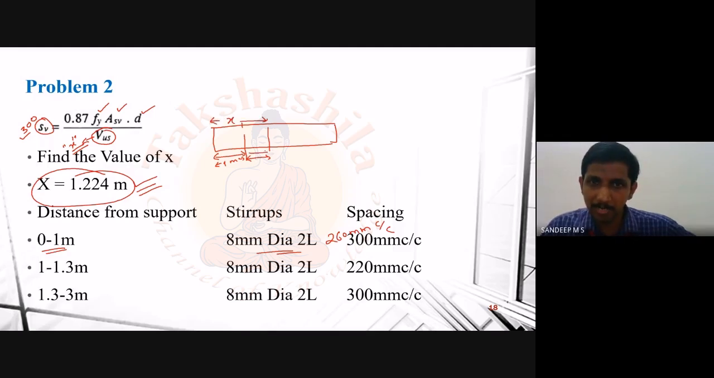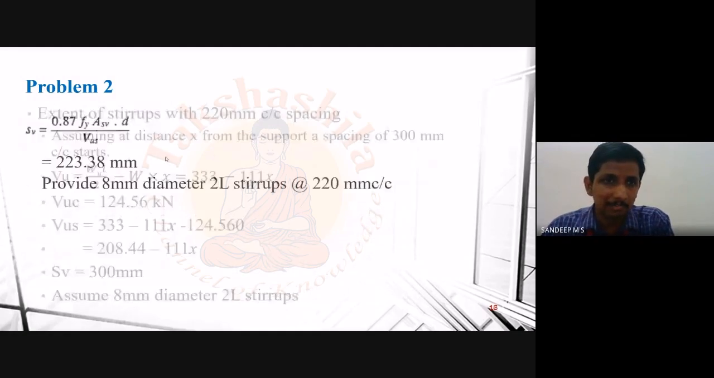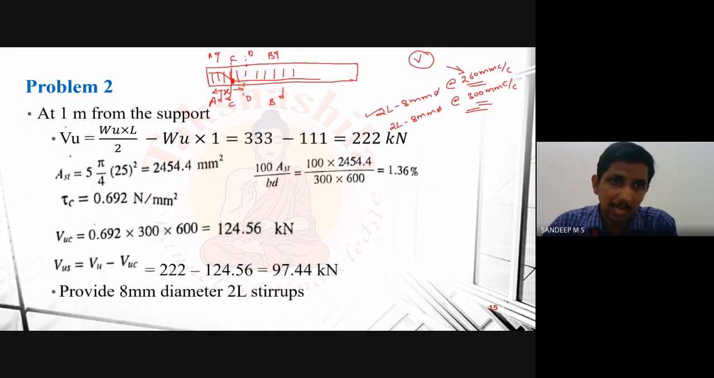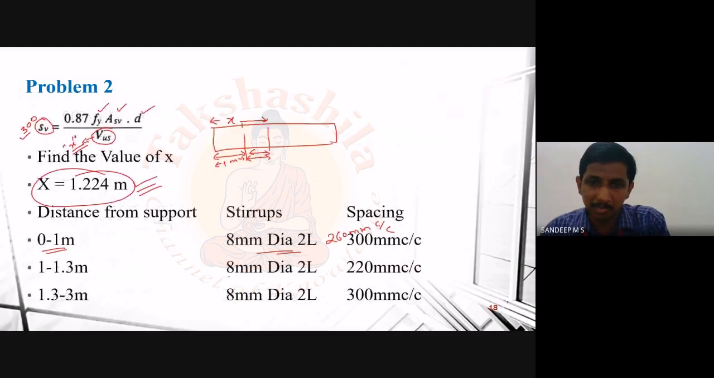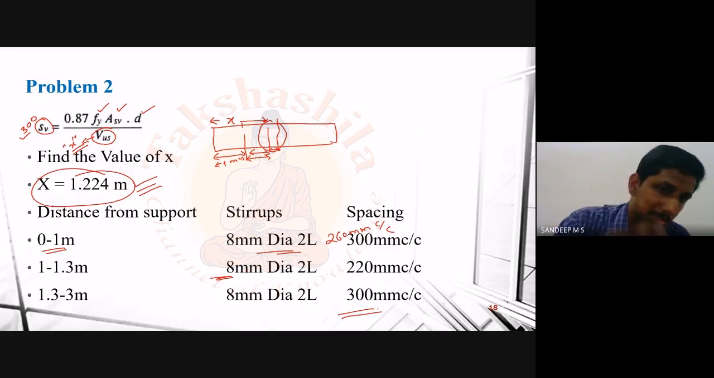You can provide the second value which you obtained when you performed the shear design at 1 meter. At 1 meter also we need to provide a shear design. That can be given in your second line. And finally, the value of shear design which you obtained at the midspan can be given for the remaining, that is, from this X up to the midspan, you have to provide the spacing of 300 mm C by C. So this is how you must complete this problem.